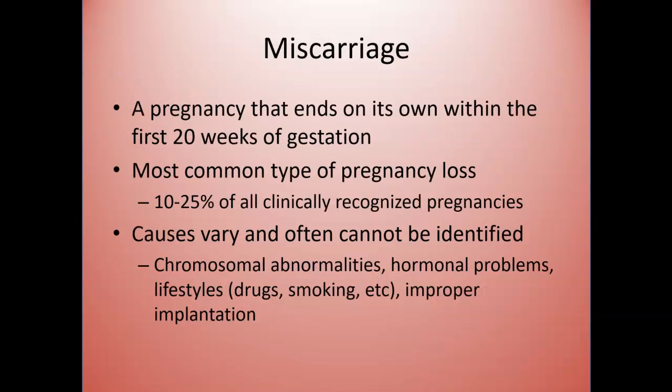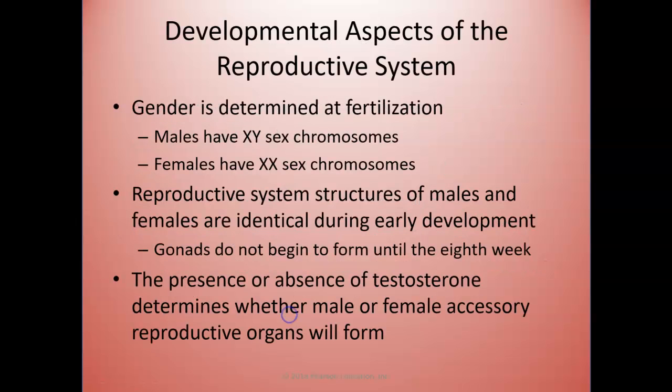So some pregnancies terminate on their own. This is called a miscarriage if it happens within the first 20 weeks. It's a fairly common form of pregnancy loss, and in many cases the cause of it can never be identified. It could be that there was just something chromosomally not right with the developing fetus. It could be that there were hormonal problems from the fetal perspective or from the mother's perspective. It could be due to lifestyle choices, drugs or smoking, improper implantation. There are lots of causes for why pregnancy doesn't go all the way through, and many, as we've mentioned, aren't ever really known.